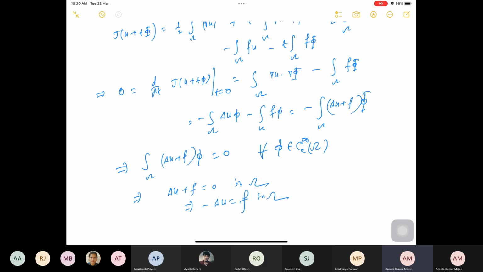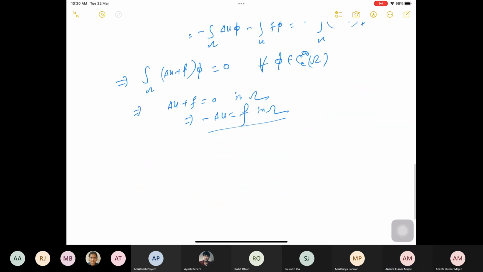Since u is a minimum, I already know that u is equal to g on the boundary of omega, and u is in C2 of omega intersection C of omega closure. And now I have this part. That means the minimum of J, which is now u, is a solution to your Dirichlet problem, or the Poisson problem. Now we will prove the converse part: suppose my u is a solution to my given problem, what can you say about whether this u minimizes your energy functional or not?